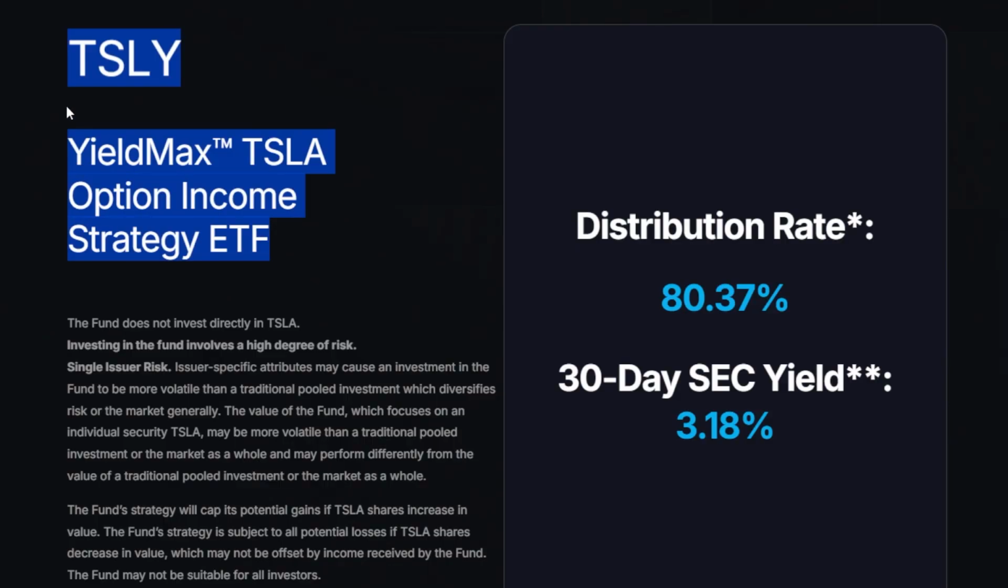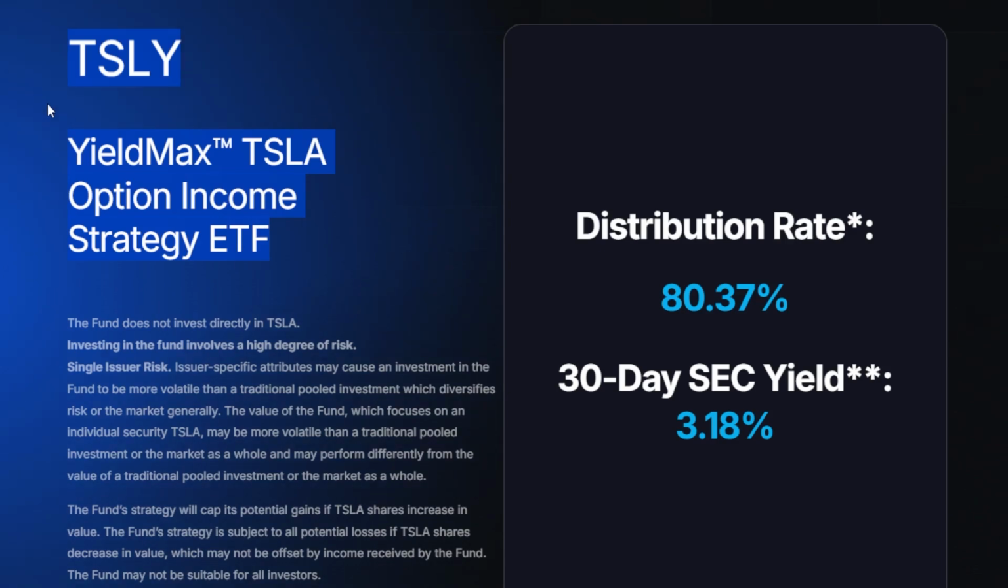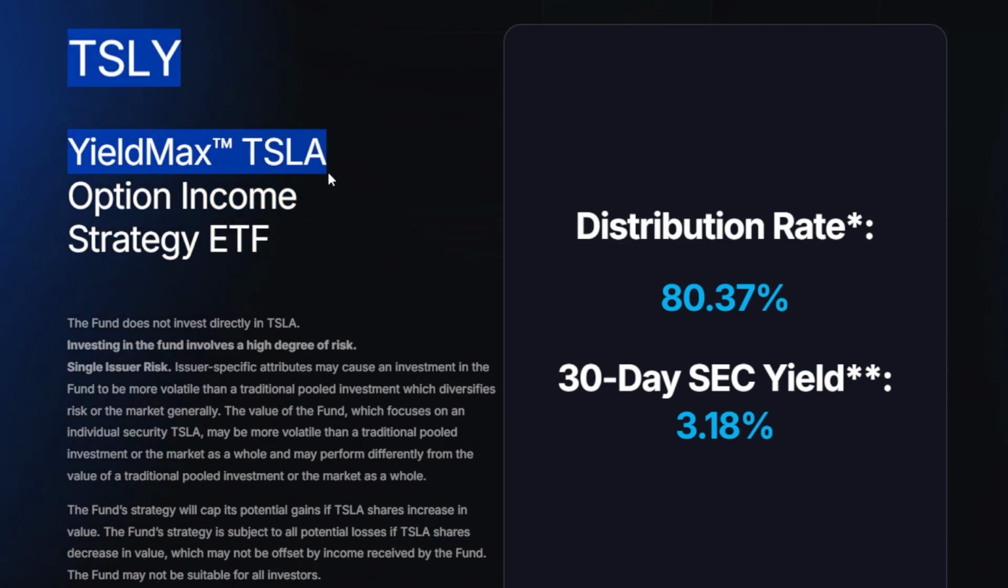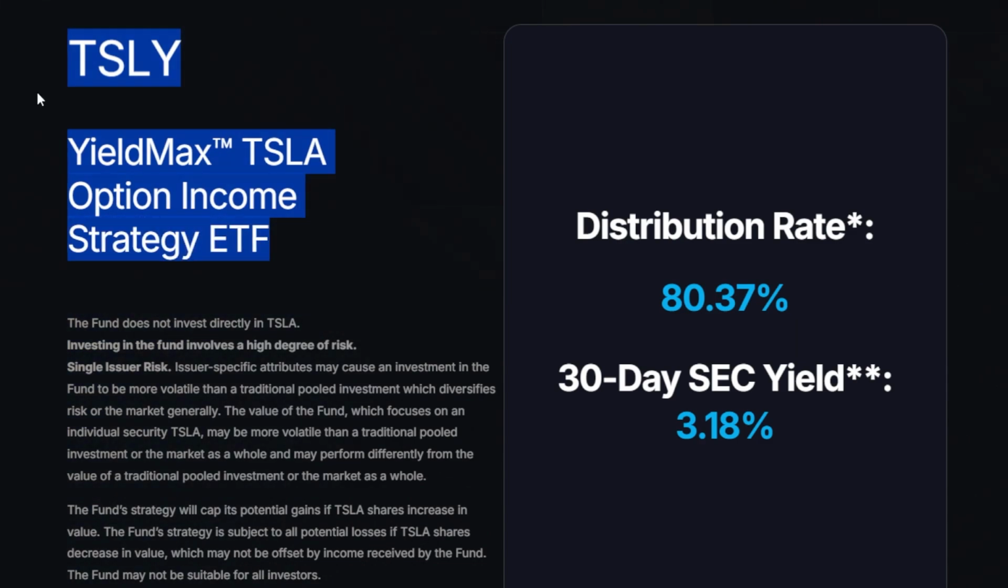Now I don't have some sort of grudge against TSLY. I actually own some TSLY, and you guessed it, I'm down pretty significantly on my position. I'm not trying to pick on TSLY, but this is a good example for this video. So TSLY is the Yield Max Tesla Option Income Strategy ETF, and keep in mind guys, different ETFs across the market look very similar to this one, and I'm just going to be using this ETF as an example for this video.